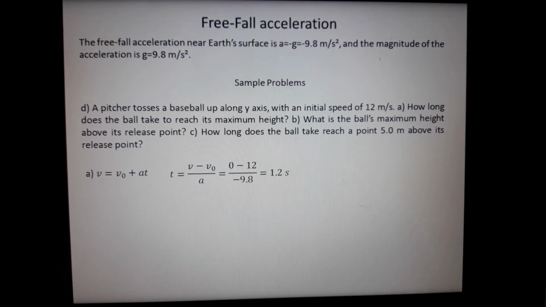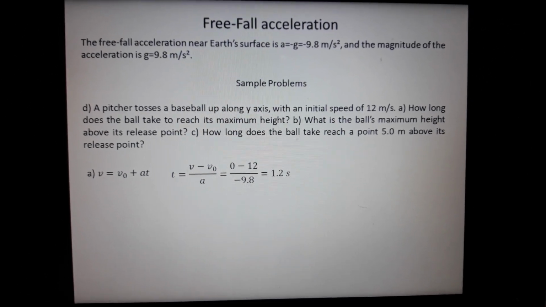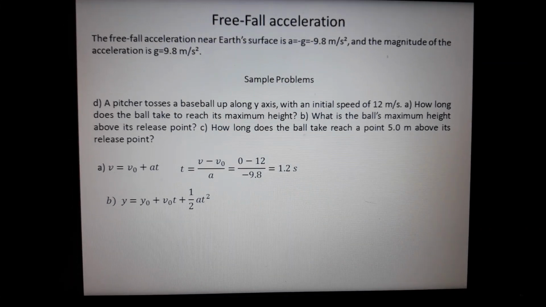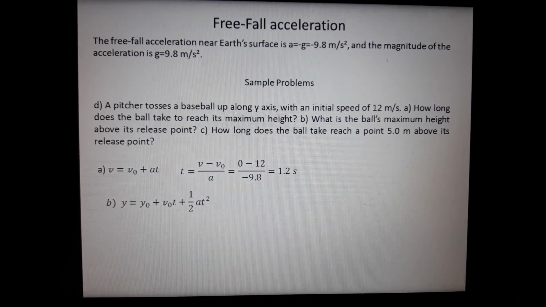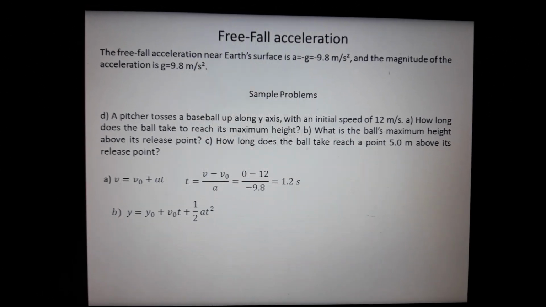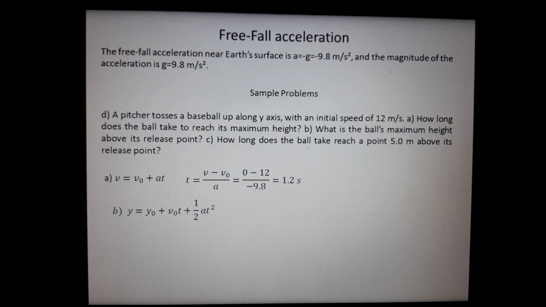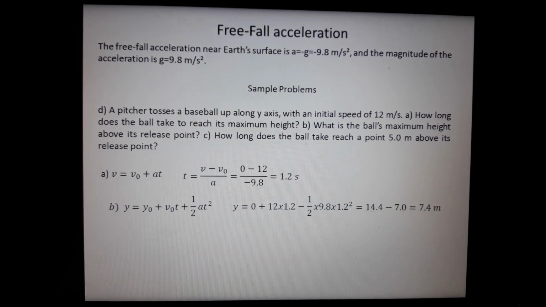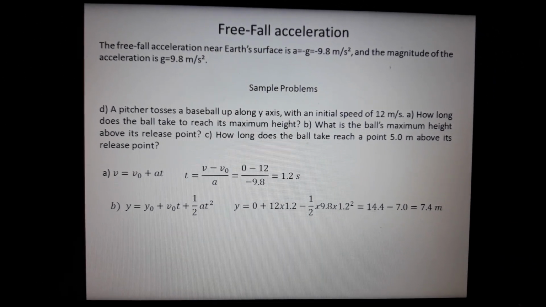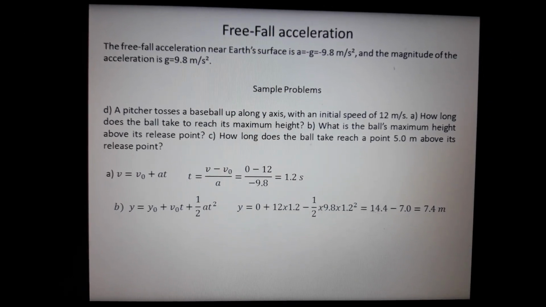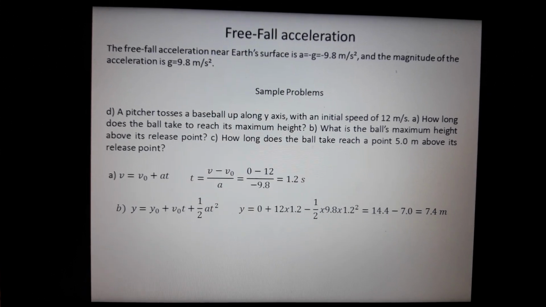In the letter B, what is the ball's maximum height above its release point? We have here the formula that makes it possible to put in the time and find the height. So we have the time 1.2 seconds and we find 7.4 meters.